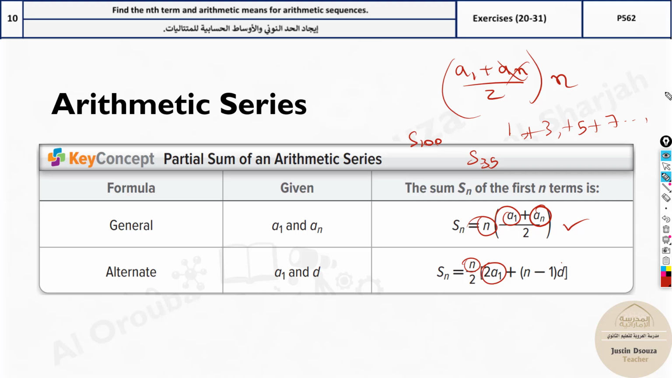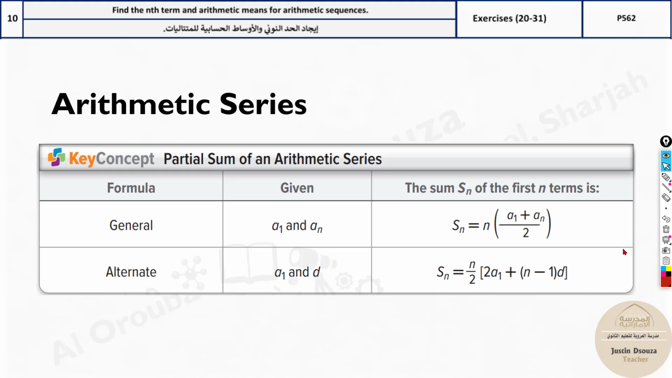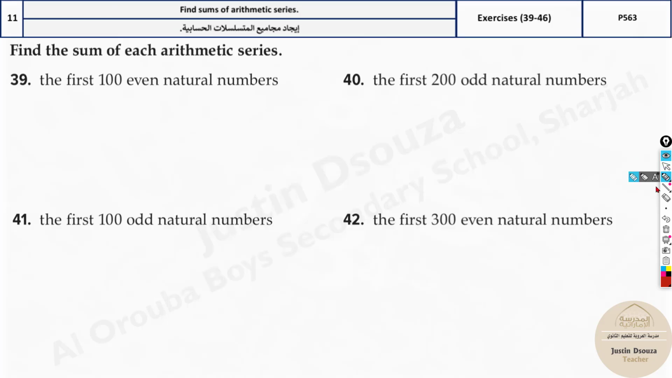It's very hard to find the 35th term, right? In such cases, you can find the difference and directly use the d and solve it in this formula. So let's use both the formulas and solve. I will try to use the first formula wherever I can because that's the easiest of all. Now in such cases, find the first 100 even natural numbers.